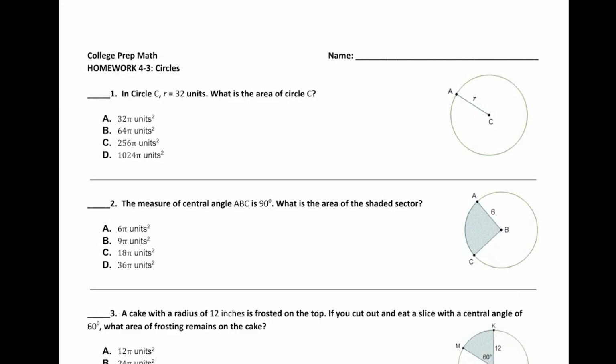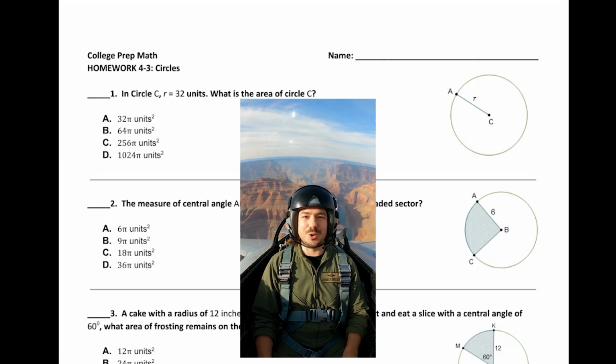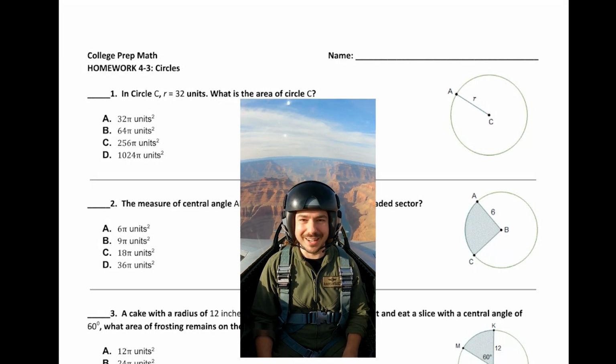Specifically, we'll be finding areas and circumferences of circles, and we'll go a little bit deeper and look at areas of sectors, which are like a slice of a circle, and also arc length, which would be a portion of the circumference. So number one says, what is the area of a circle with a radius of 32 units?